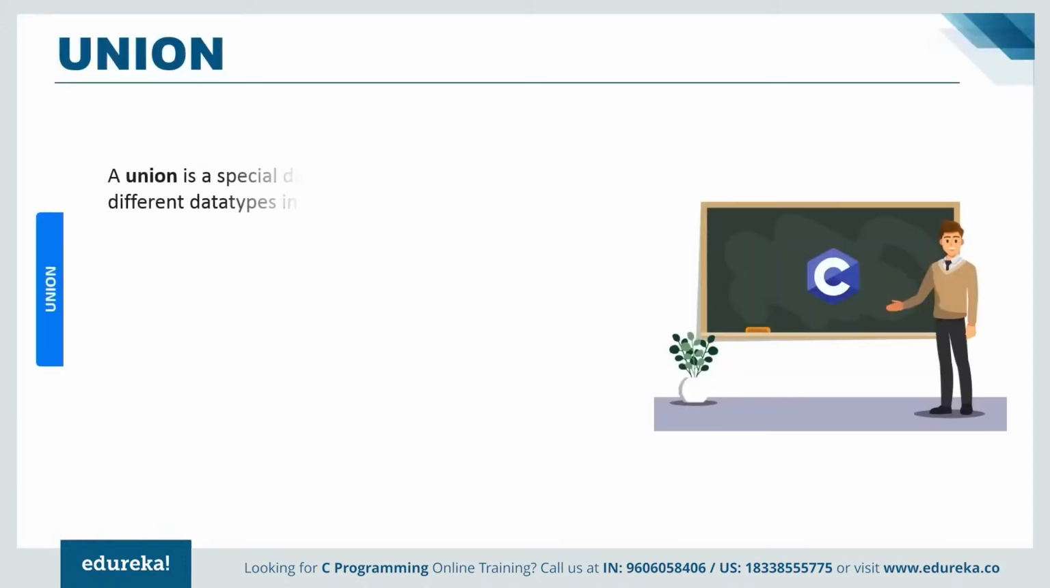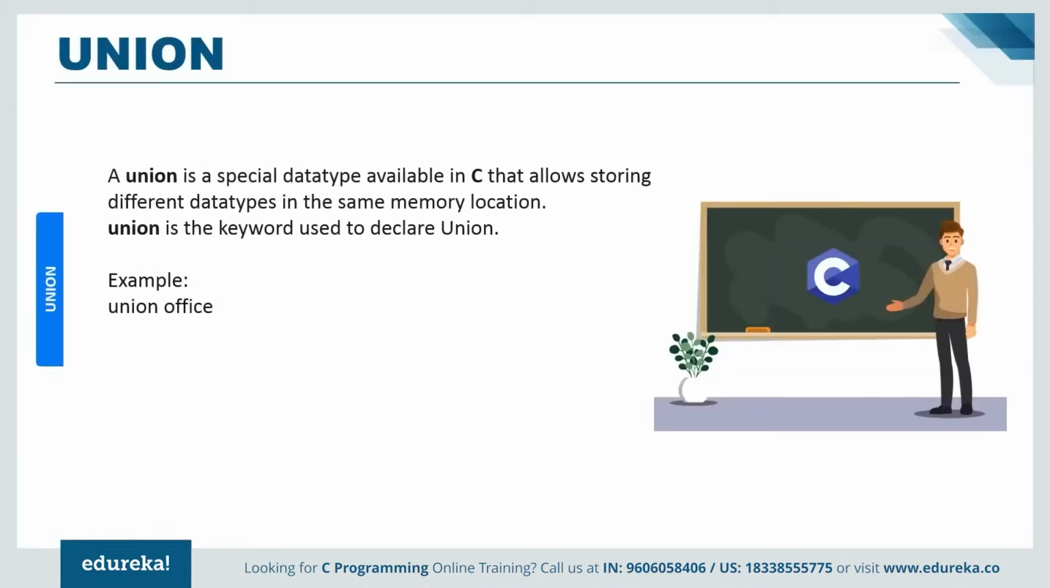A union is a special data type available in C language that allows storing different data types in the same memory location. Union is the keyword used to declare a union. So you might be confused about structure and union here. Why are 2 different data structures defined for performing one single operation? Don't worry, there are a few differences between union and structure which we will discuss after this topic.